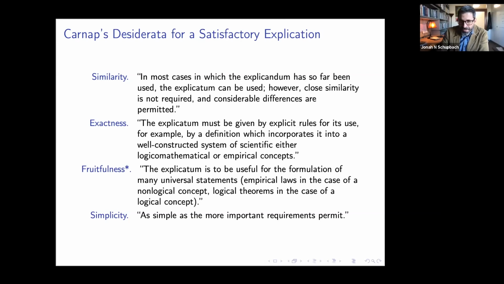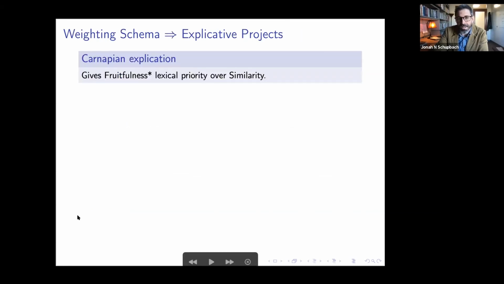Okay, now these desiderata, of course, don't always play nicely with one another. You often have to choose how to balance these against one another, how to trade them off against one another. So the next question is how to do that. Does Carnap give us much insight with respect to how to balance these desiderata? And the answer is no, not very much insight at all, at least not explicitly. However, in practice, in Carnap's examples, and in his use of explication in his actual philosophical practice, it seems clear that Carnap, at the very least, wants to give fruitfulness, asterisk, lexical priority over similarity.